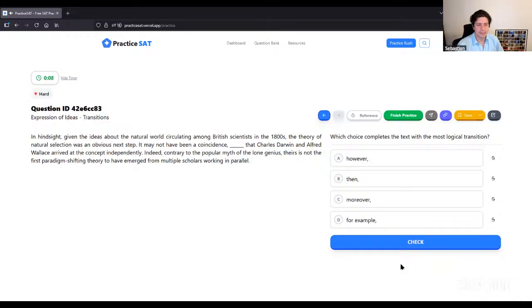In hindsight, given the ideas about the natural world circulating among British scientists in the 1800s, the theory of natural selection was an obvious next step. It may not have been a coincidence, blank, comma, that Charles Darwin and Alfred Wallace arrived at the concept independently. Indeed, contrary to the popular myth of the lone genius, theirs is not the first paradigm-shifting theory to emerge from multiple scholars working in parallel.